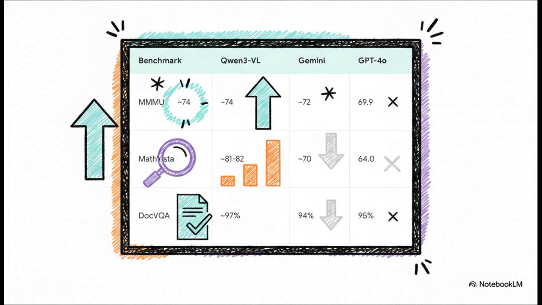On MMMU, which tests multidisciplinary logic, Qwen3-VL scores a 74, edging out both Gemini and GPT-4o. Look at MathVista. This tests mathematical visual reasoning. Qwen3-VL scores between 81 and 82, leaving Gemini at 70 and GPT-4o way back at 64. And on document visual question answering, or DocVQA, it hits nearly 97%. It isn't just competing with those expensive proprietary models, guys. It is outright beating them in core reasoning and understanding.